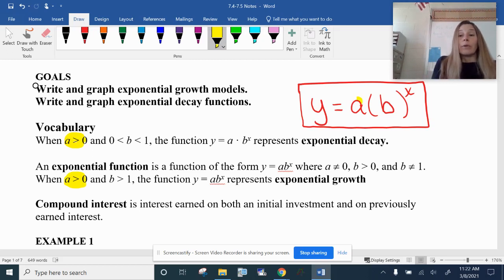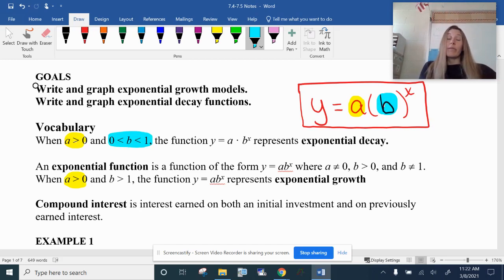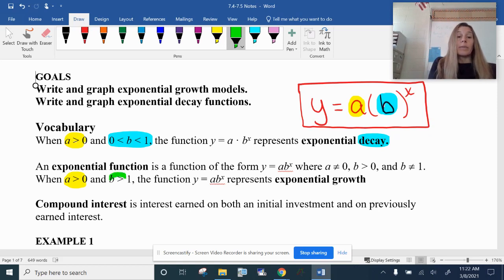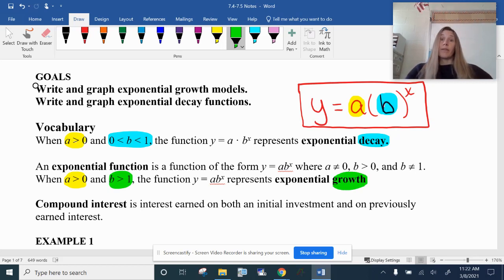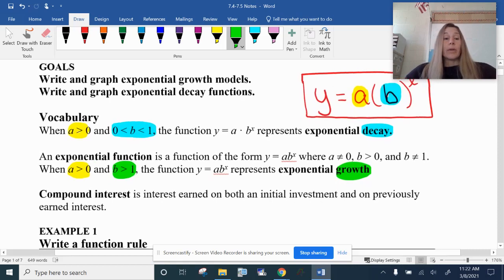So the a value is obviously greater than 0, but the b value is going to be different for the two. When the b value is a very small number, still positive, but very small, between 0 and 1, that is when it's going to be exponential decay. On the other hand, when the b value is greater than 1, then it's going to be exponential growth. So that's where the difference lies. And compound interest is an example of a situation where this would come into play.